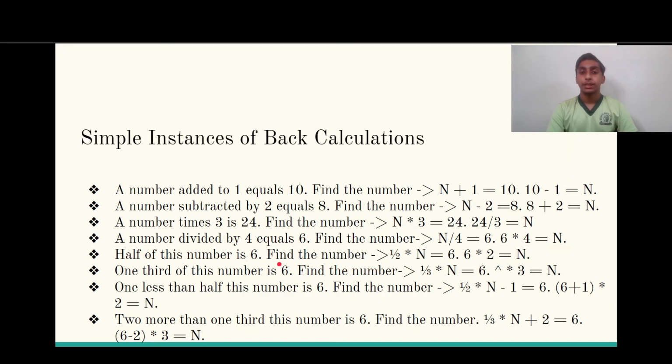Half of this number is 6. Find the number. 1/2 times n = 6, so 6 times 2 = n. 1/3 of this number is 6. Find the number. 1/3 times n = 6, so 6 times 3 = n. 1 less than half this number is 6. Find the number. Well, 1/2 times n minus 1 = 6, so (6 + 1) times 2 = n. 2 more than 1/3 this number is 6. Find the number. Well, 1/3 times n plus 2 = 6, so (6 - 2) times 3 = n.